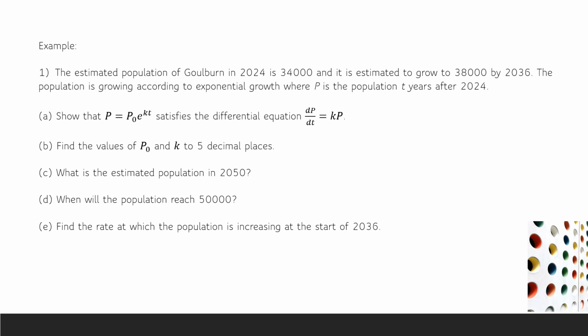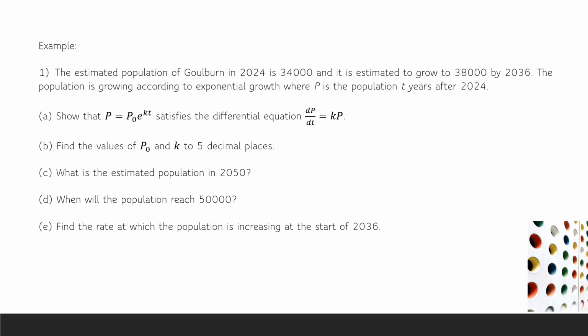So here's an example. The estimated population from the Goulburn website in 2024 will be approximately 34,000, and it's estimated that it'll grow to 38,000 by 2036. It's growing according to exponential growth, and the population is measured in years after 2024. So 2024 represents the initial, or t equals 0.